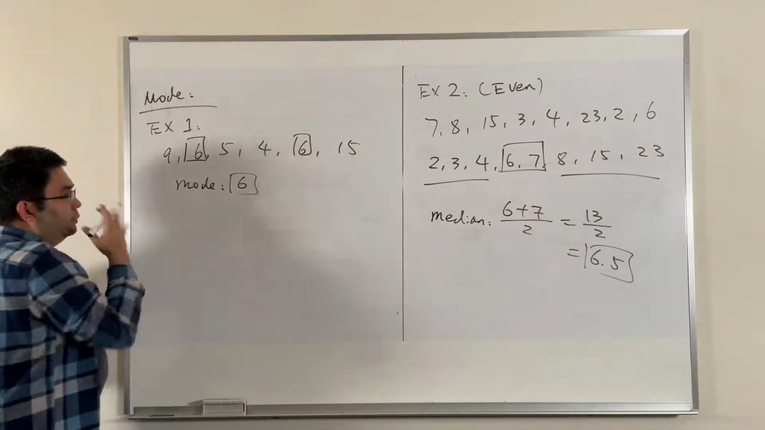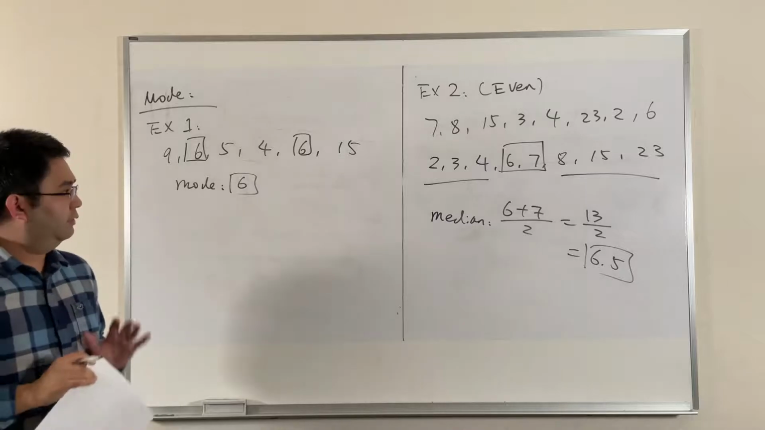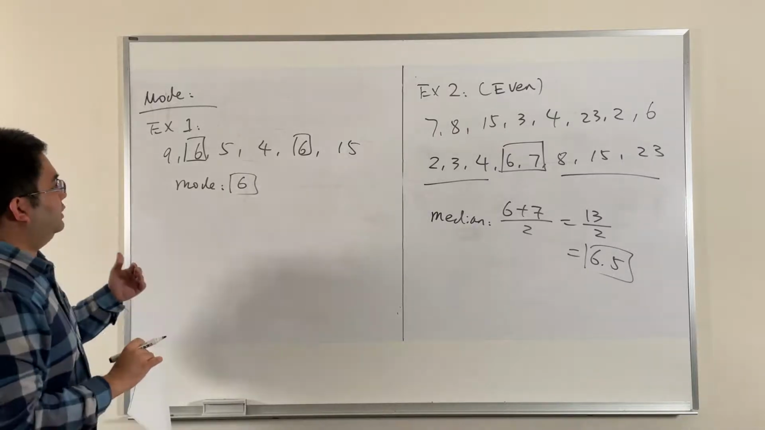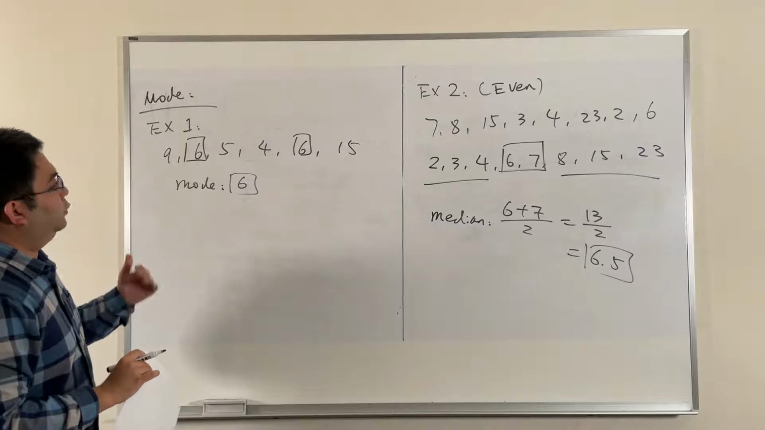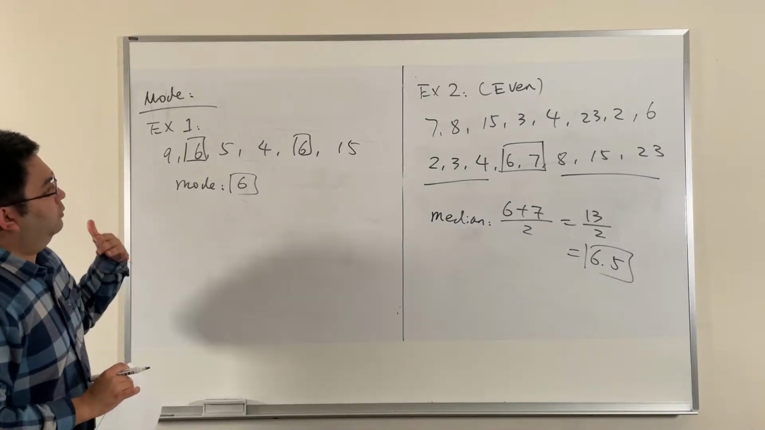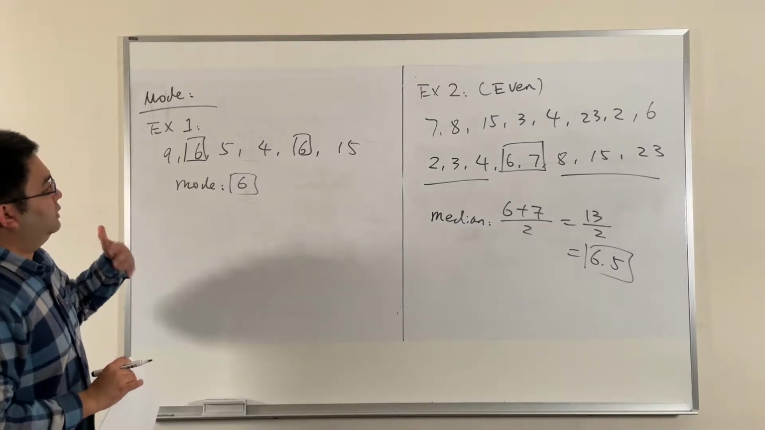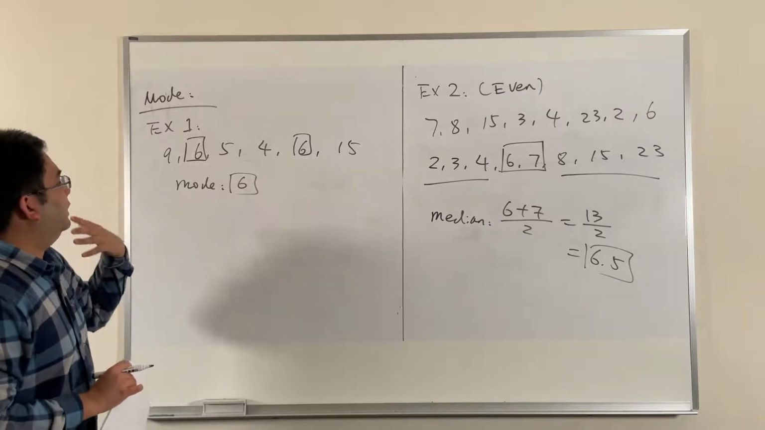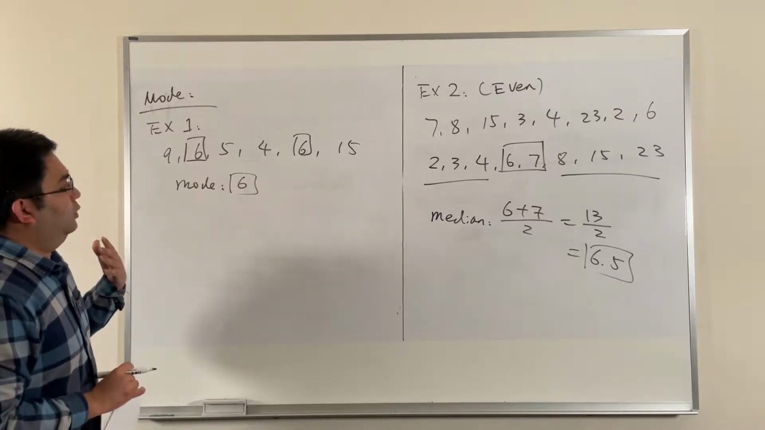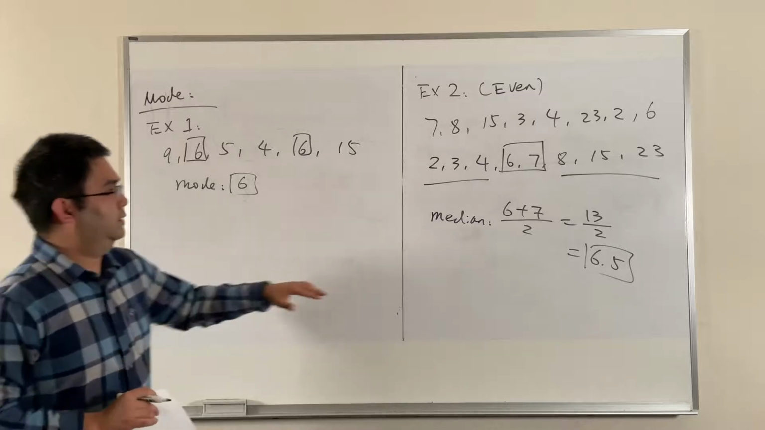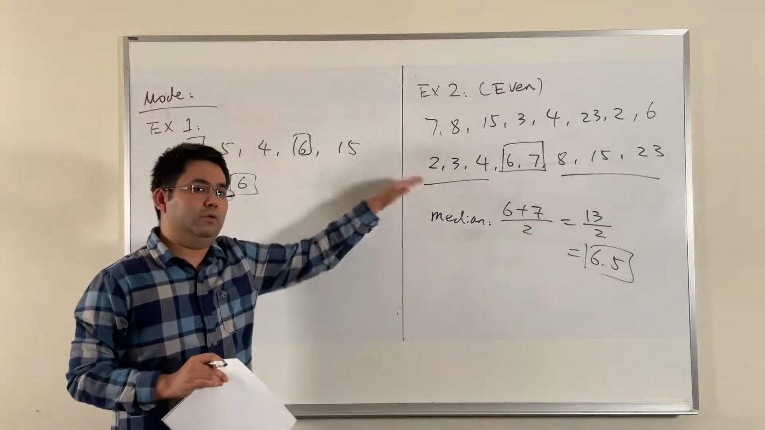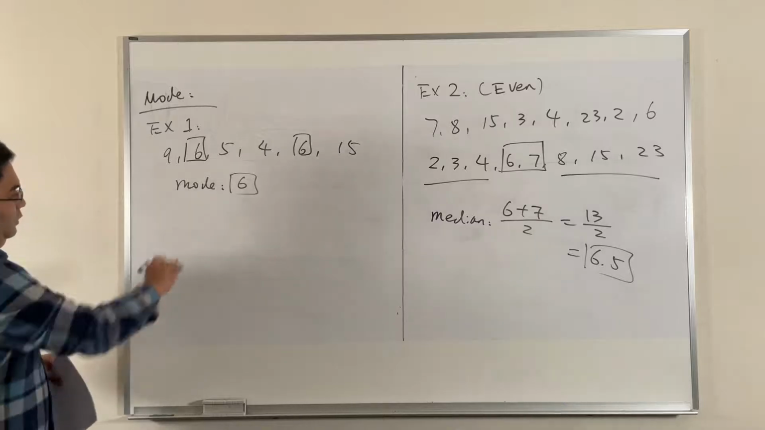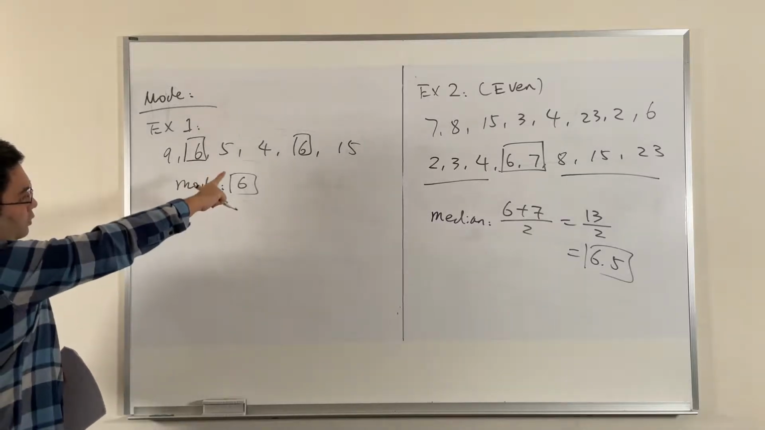So I would suggest that, if there's enough time, you rearrange your data set, and then the mode will show up. It's easier to find the mode if you rearrange it, but it's okay if you don't. Versus the median, where you kind of have to rearrange it to get the correct answer. So there's only 1 mode in this example.